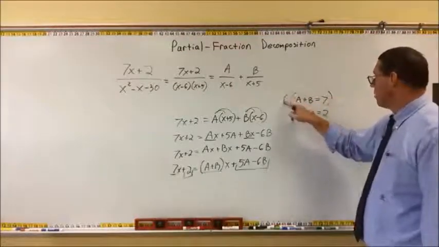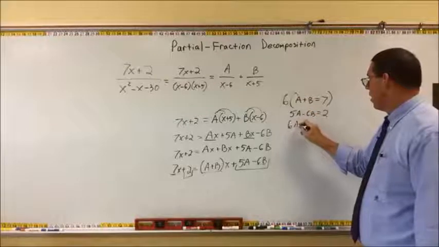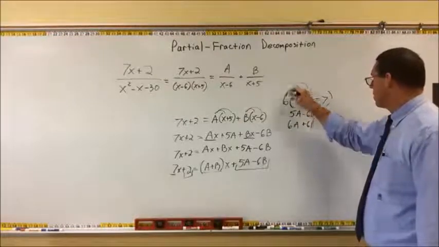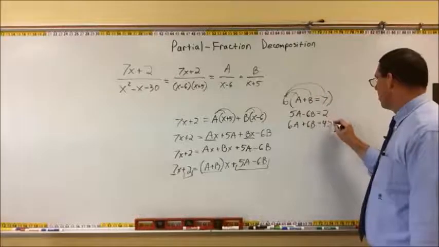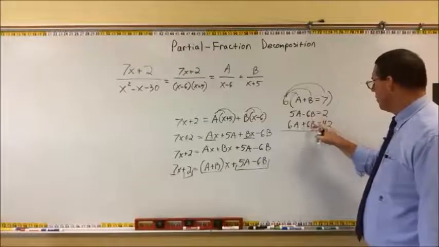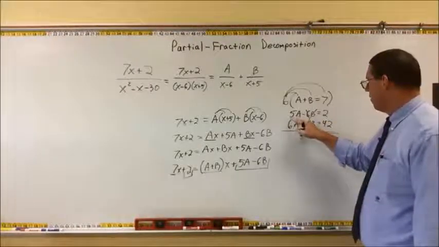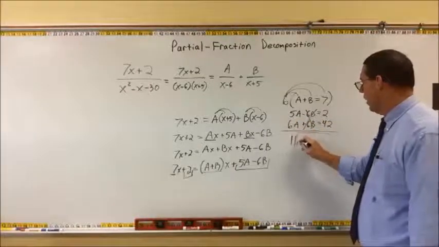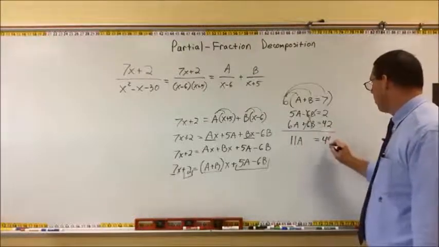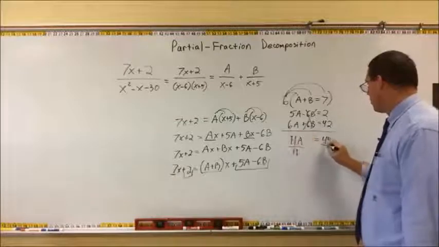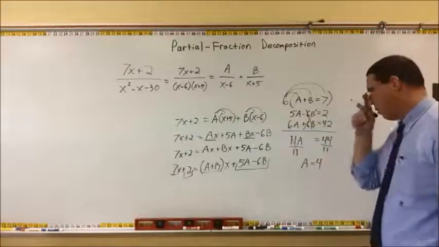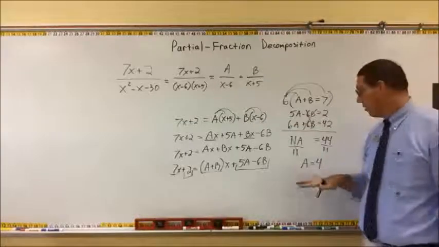Multiply by positive 6. 6 times a is 6a. 6 times b is positive 6b. 6 times 7 is 42. Now add. Negative 6b plus 6b, that eliminates. 5a plus 6a, that's 11a, equals 2 plus 42 is 44. Divide by 11 on both sides. And what is a equal to? A nice whole number, 4. So a is equal to 4.